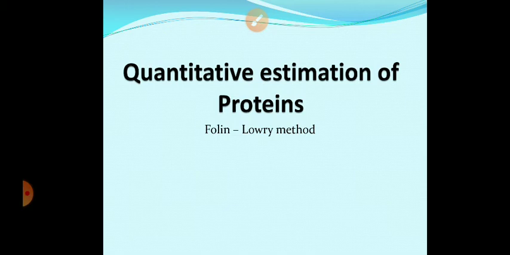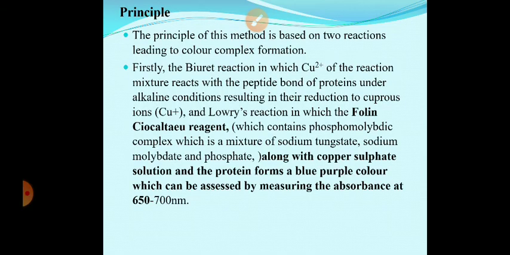Now we will study how the amount or concentration of protein present in an unknown sample can be determined. That is quantitative estimation of protein by using the Folin-Lowry method. The principle of this method is based on two colored complex chemical reactions. The first is the biuret reaction, where cupric ions react with the peptide bonds of protein under alkaline condition and get reduced to cuprous ions.